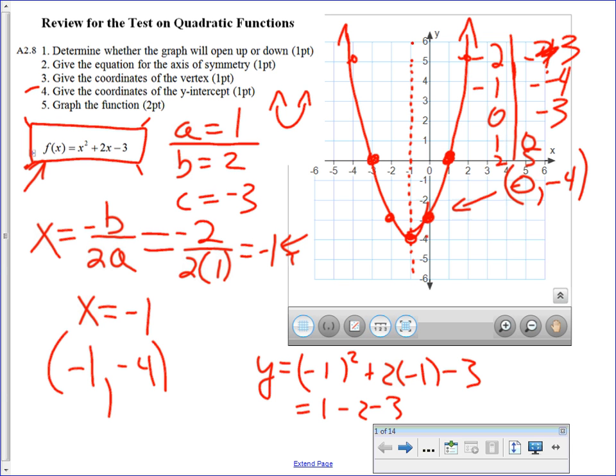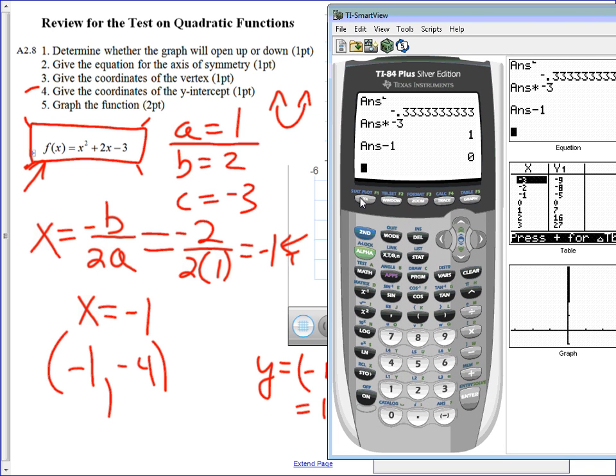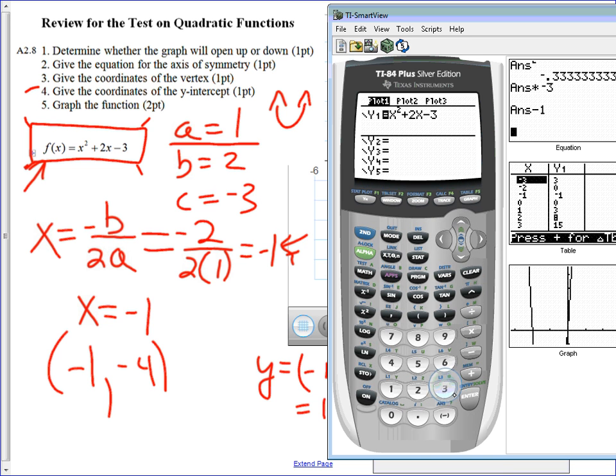If we want a quick review of how we get these kind of values out of our calculator, let me go ahead and pull it up, and I can show you. Just a quick review: we put the equation in, y equals x squared plus 2x minus 3, and we look at the graph.